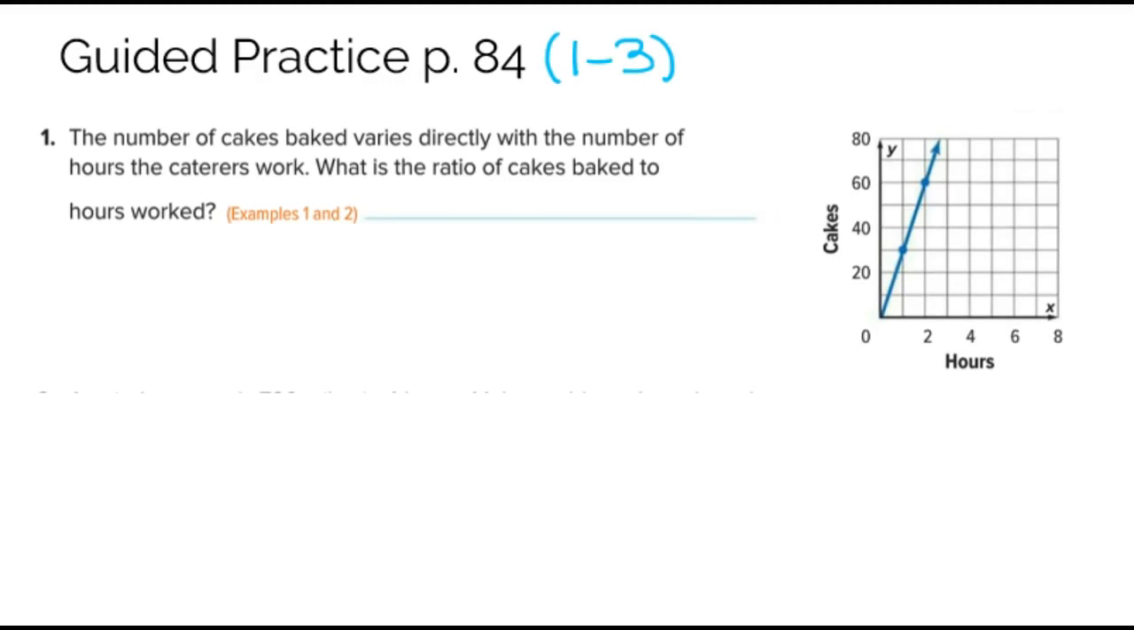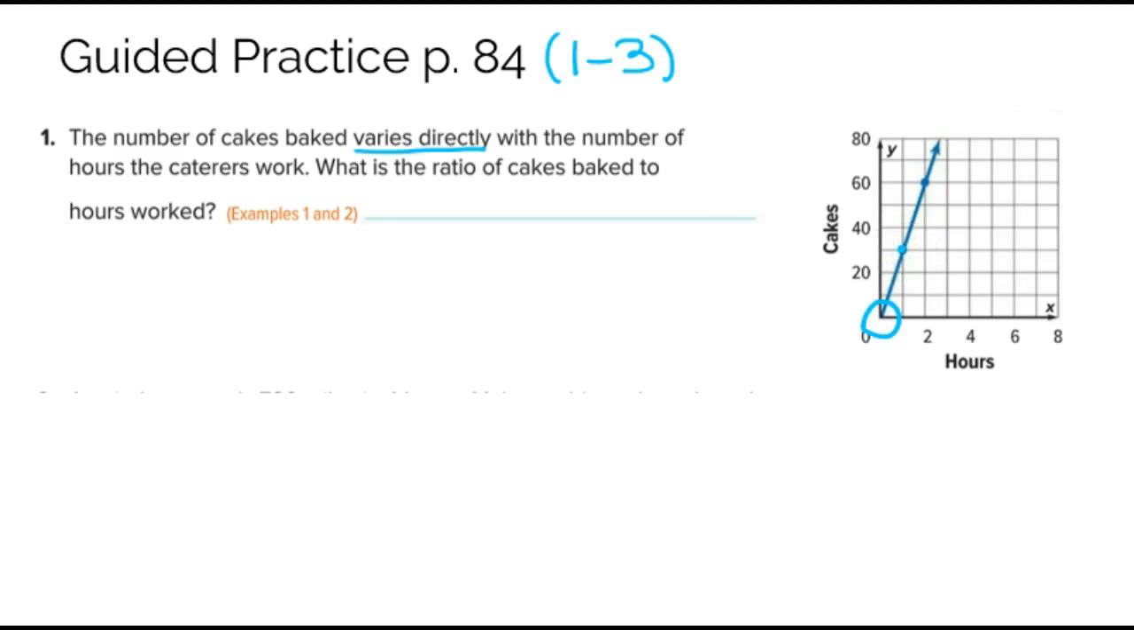Okay, now that you've gotten a chance to go through these practice problems, let's talk about them. The number of cakes baked varies directly with the number of hours the caterers worked. So right now this is telling you that there's a direct variation relationship here. What is the ratio of cakes baked to the hours worked? And we get a graph. Now we have a straight line here that goes through the origin, so that reinforces that this is a direct variation relationship. What we need to do here is pick one of the points.